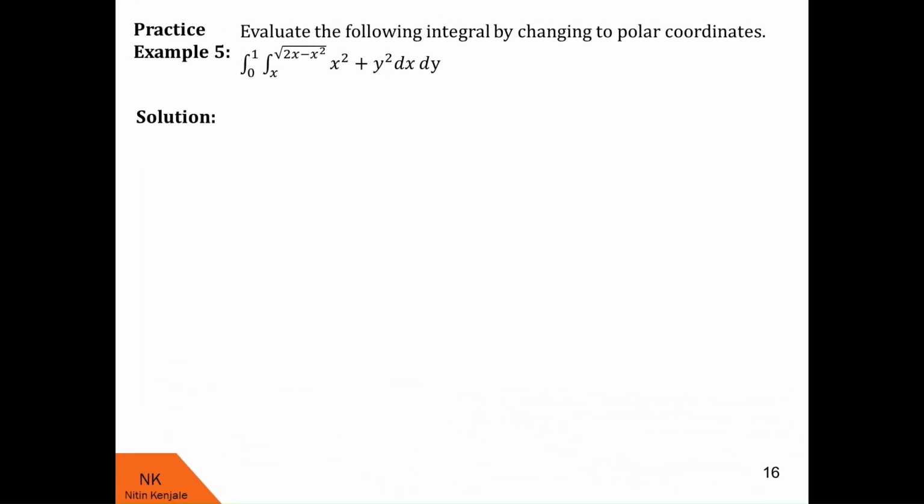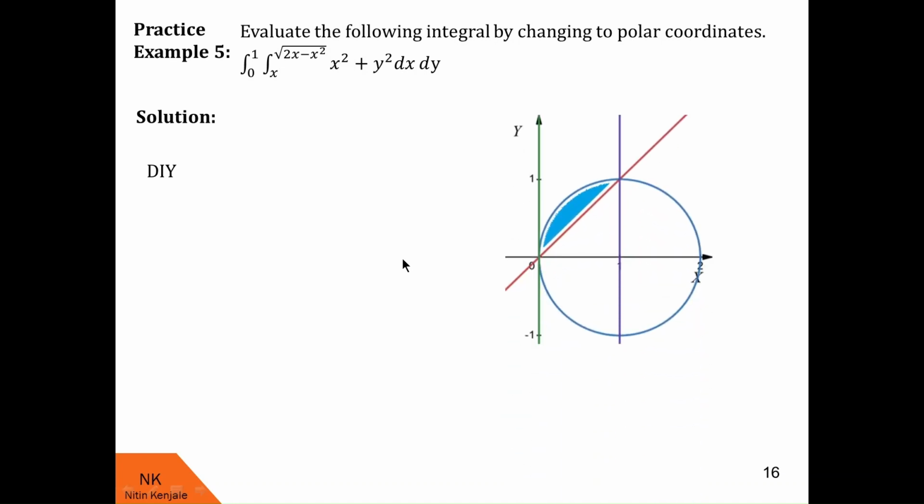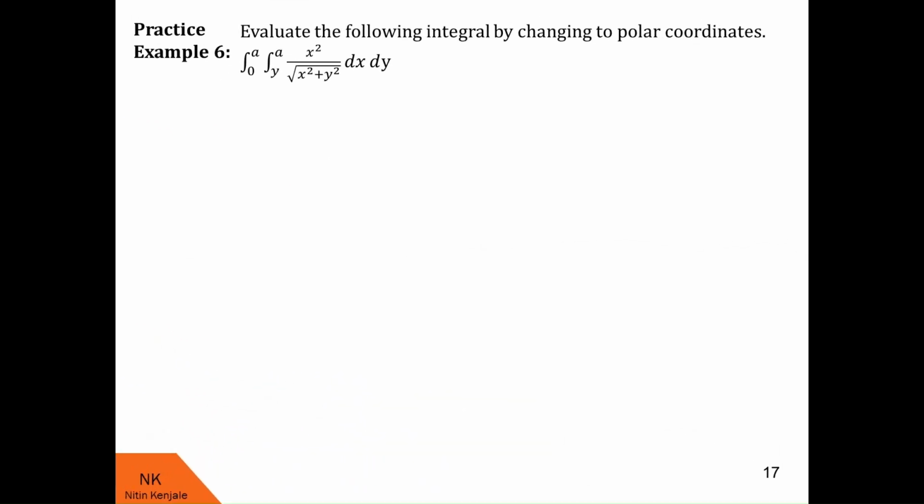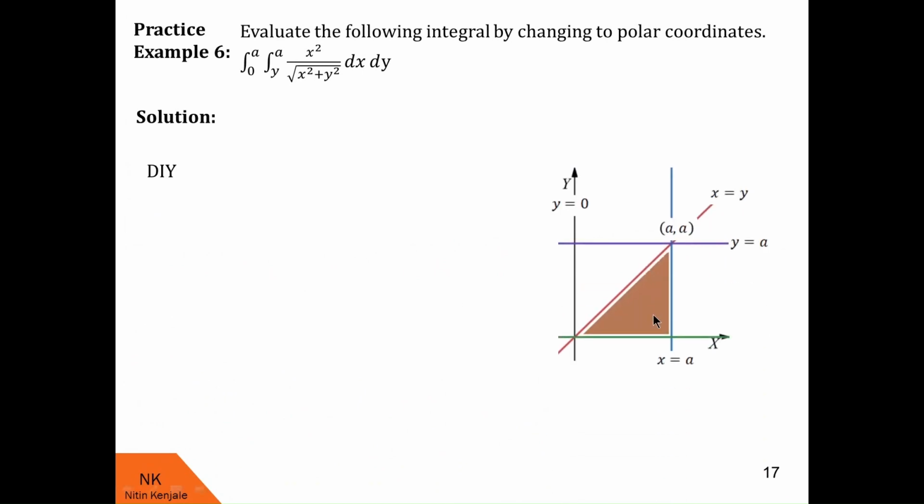Here is the fifth example. Consider this as a practice example. Its transformation I am giving you over here so that you can tally your answer. Similarly, here is example number 6 for you. This is the region of integration and its polar form is given over here.